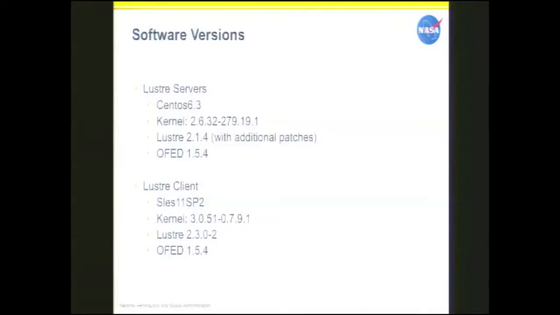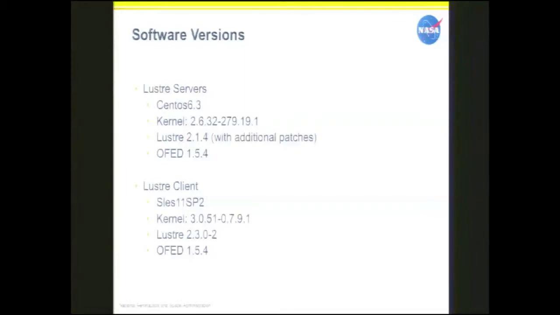So software versions, we're using Sense 6.3 on the server, Lustre 2.1.4 with additional patches. We always tend to have additional patches. And OFED 1.5.4.